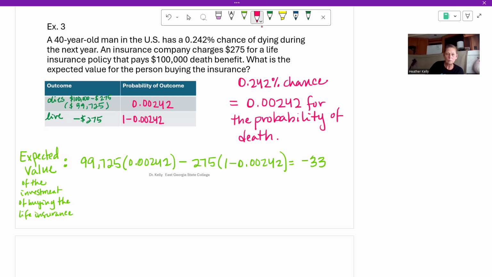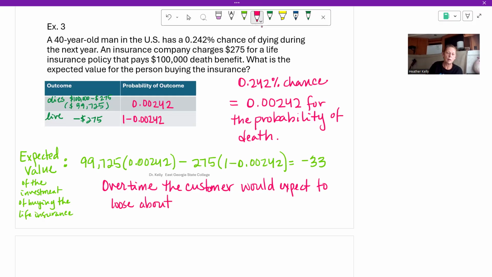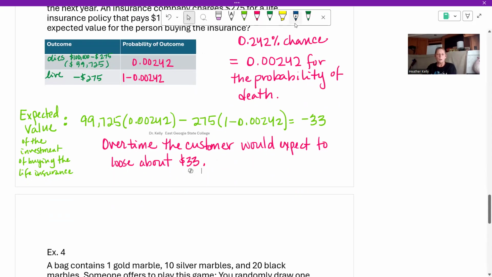So our outcome here, we would say over time, are you seeing the pattern? Over time, I'll say the customer would expect to lose about $33.